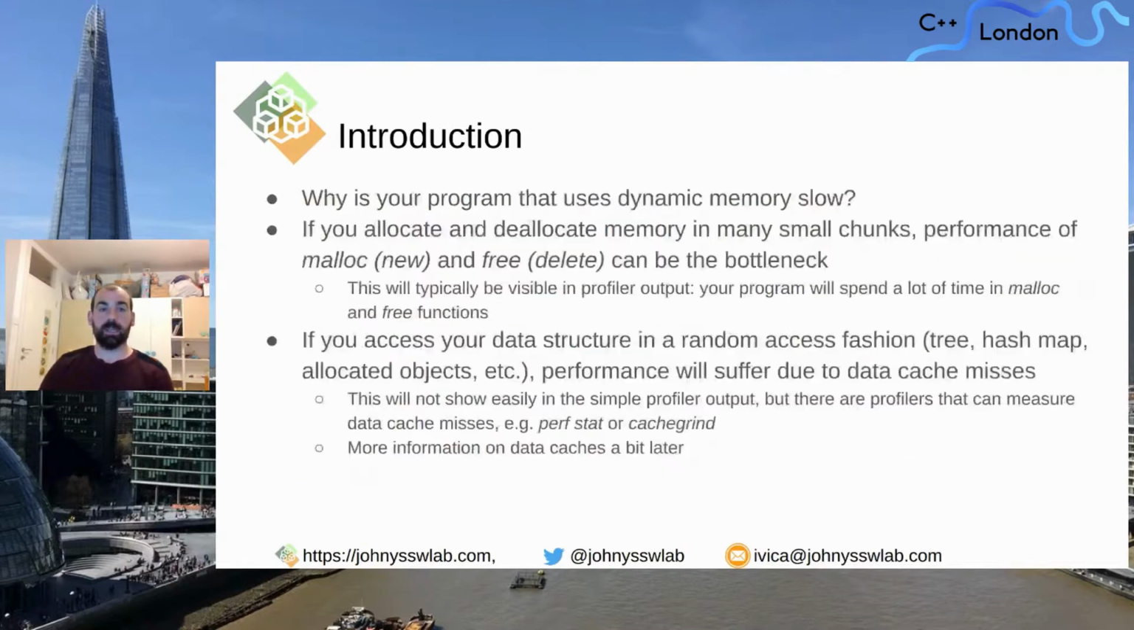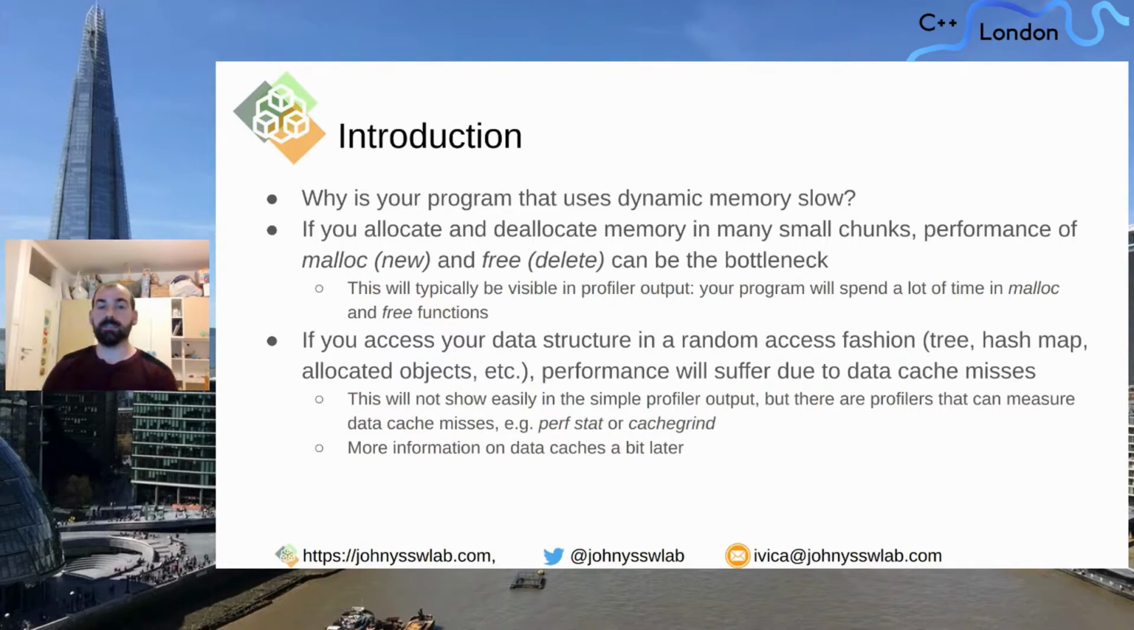Okay. So if your program is allocating a lot of memory and it is slow, you might ask yourself, why is that? And there are two reasons. The first reason is if your program is allocating a lot of chunks, the performance of malloc and free, or in C++, new and delete, can be a bottleneck. If you profile your program to see which functions are slow, you will see in the output of your profile that malloc or new takes about 10 or 15% of the time, which is quite a lot of time just to do memory allocation and deallocation.